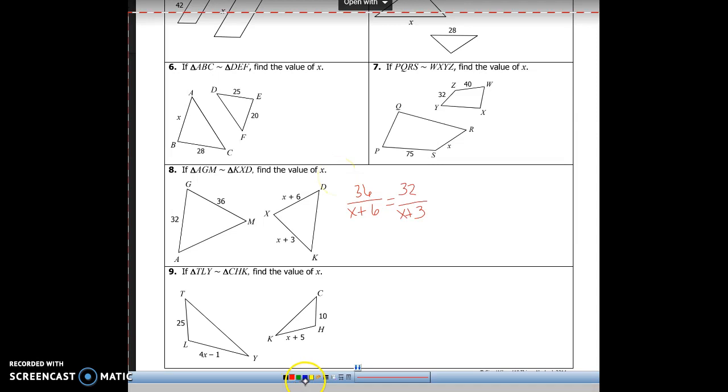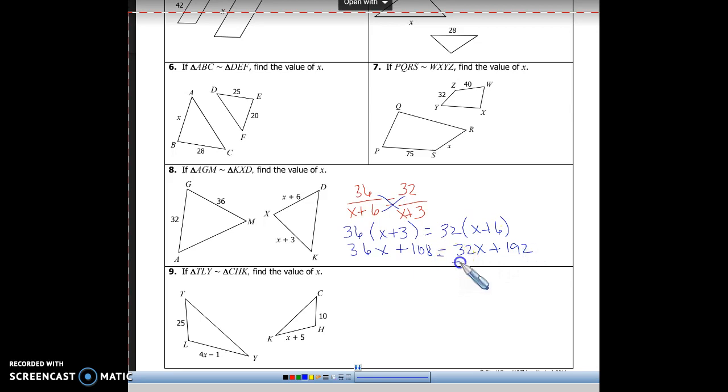To do that, we are going to cross multiply. So I'm going to do 36 times (x plus 3), so I'm going to put that in parentheses, equals the other cross product, which is 32 times (x plus 6). And now I'm going to go through and distribute. So I get 36x plus 108 equals 32x plus 192.